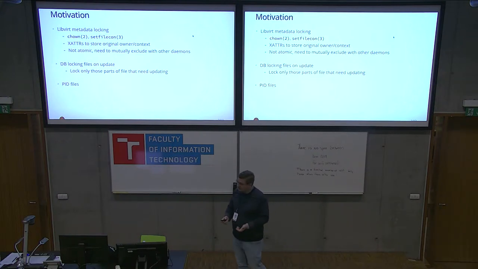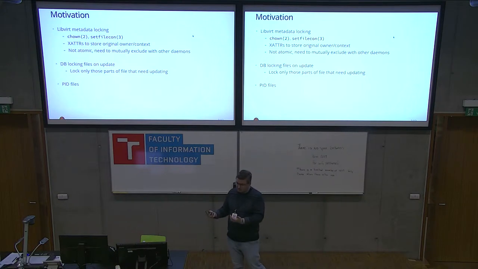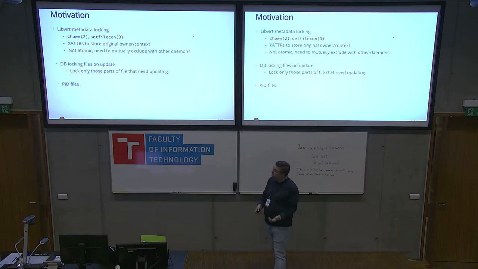So basically, when it did restore the file, it returned it to root because it hadn't stored the original owner anywhere. So my feature was that we store it in the extended attributes, but this poses a problem because chown and setfilecon are atomic on their own. But if you wrap them around some extended attributes work, the whole section is no longer atomic. So you need some way to mutually exclude other daemons that are trying to do the same over the same file. So that's one scenario where you need file locking.